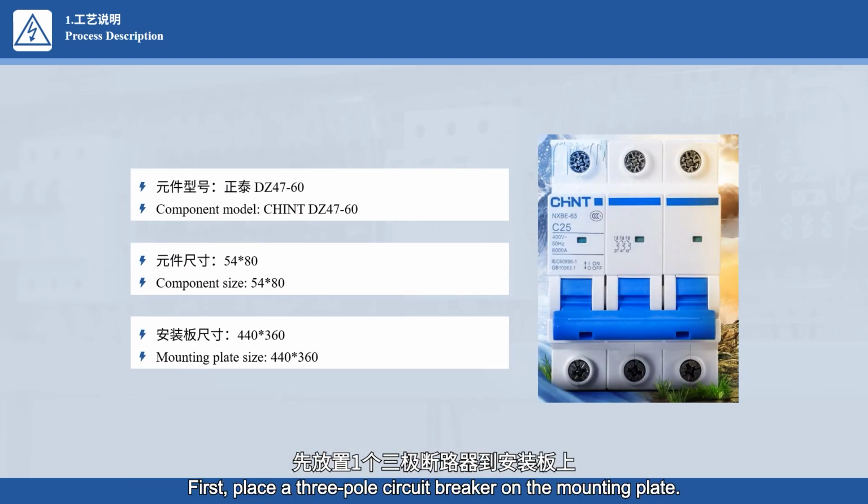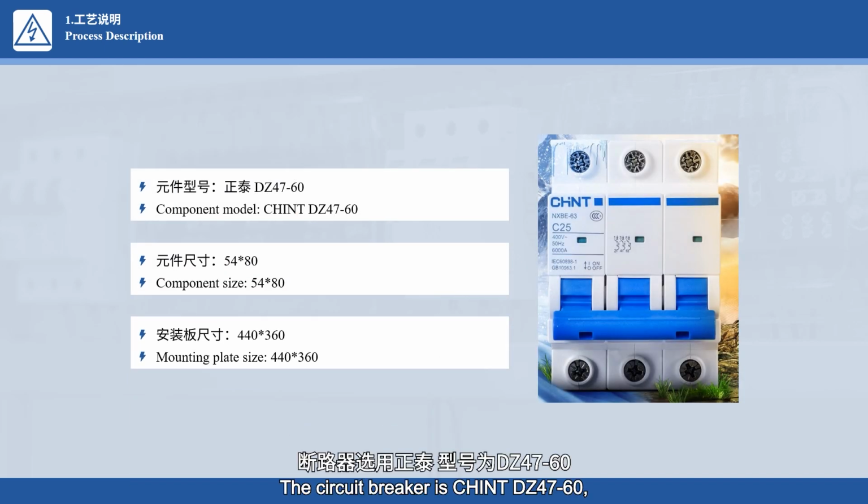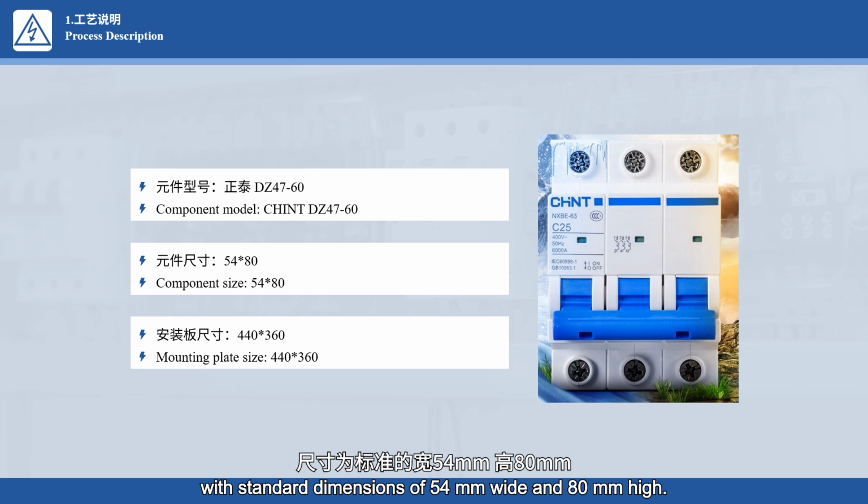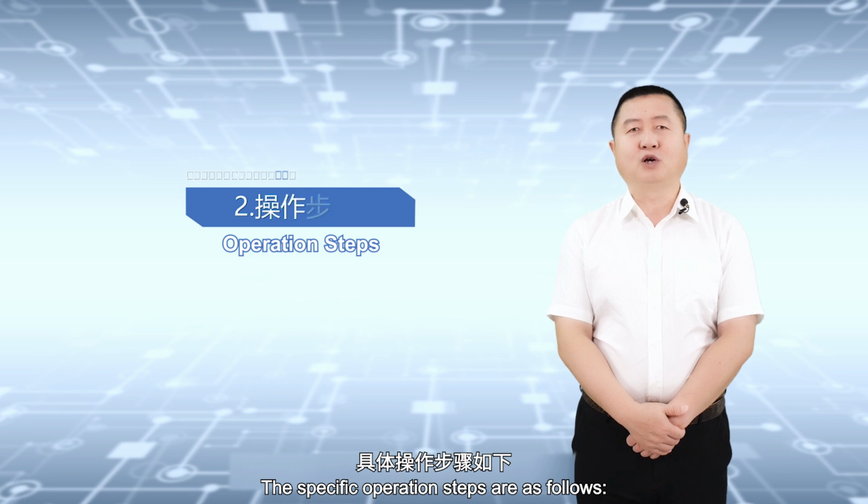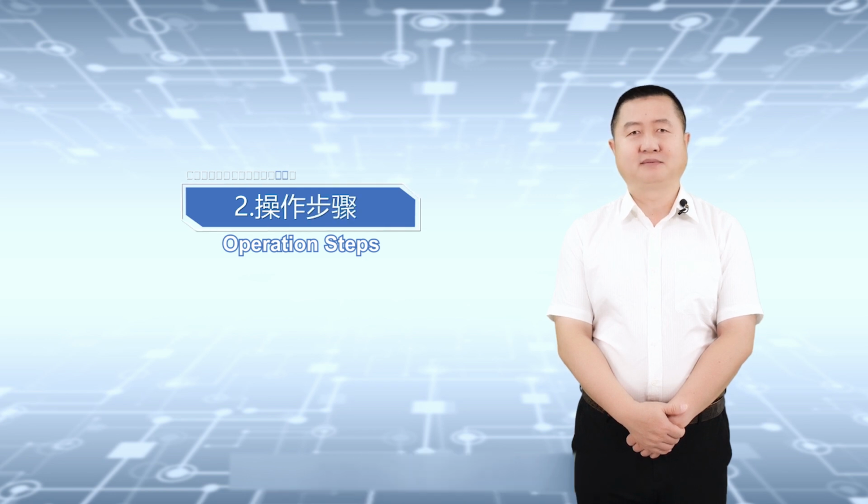First, place a 3-pole circuit breaker on the mounting plate. The circuit breaker is CHINT DZ47-60 with standard dimensions of 54 mm wide and 80 mm high. The size of the mounting plate is 440 mm by 360 mm. The specific operation steps are as follows.